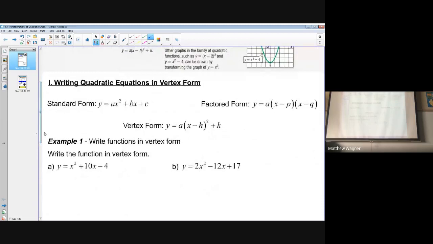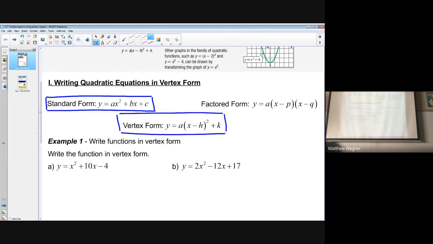And actually, I have all the forms here. So standard form, ax squared plus bx plus c. Vertex form is going to be the new one for you today: a parentheses x minus h squared plus k. And then the factored form is a parentheses x minus p times the quantity x minus q. Notice in all three of these forms, they have an a value.